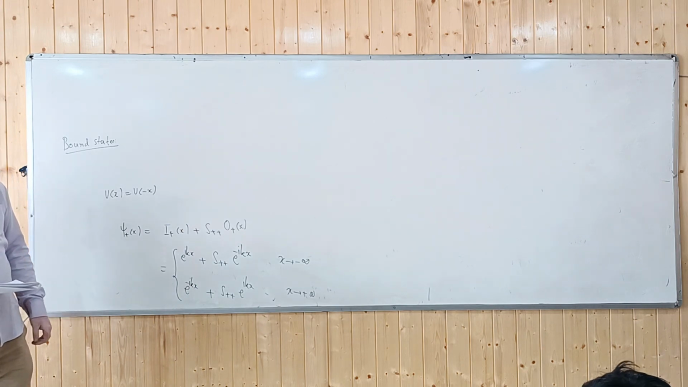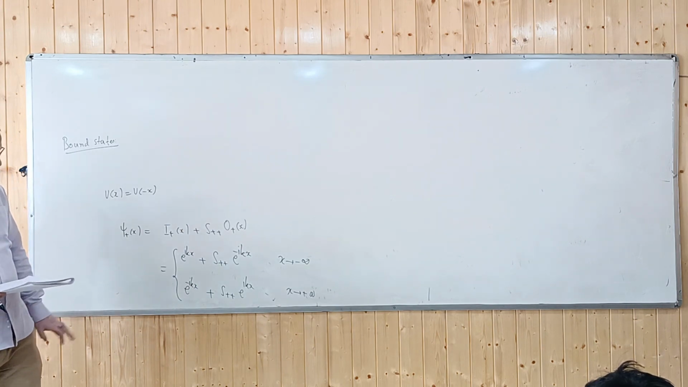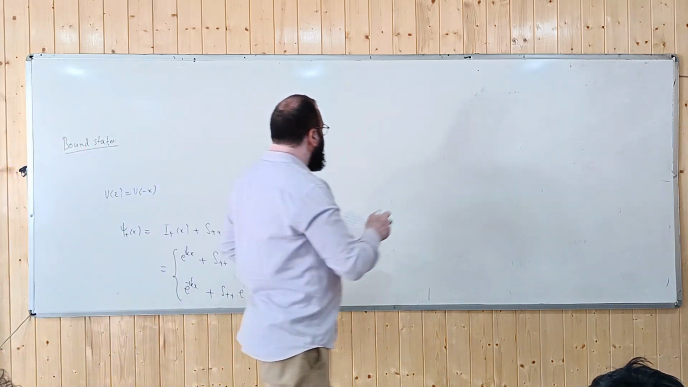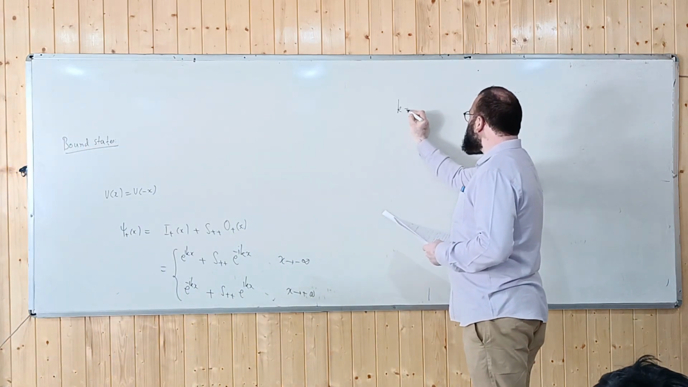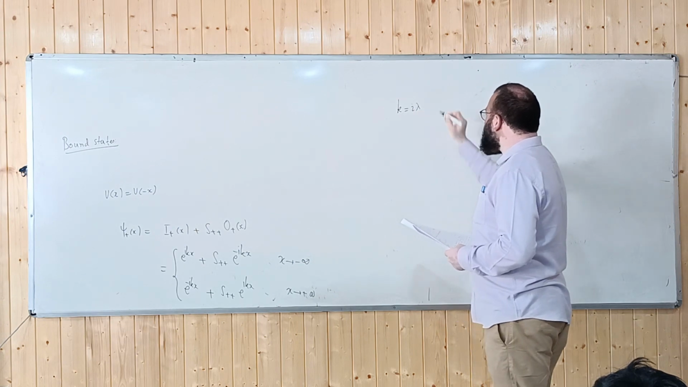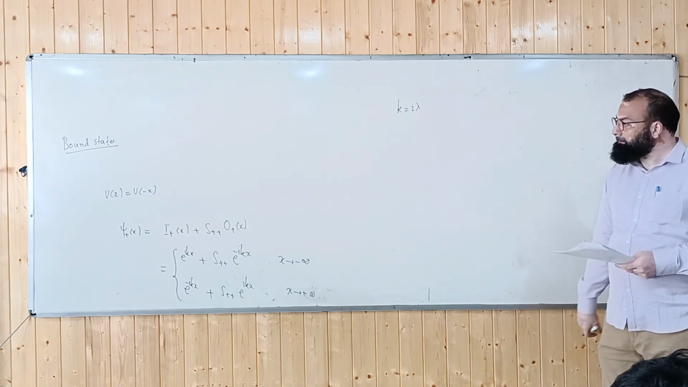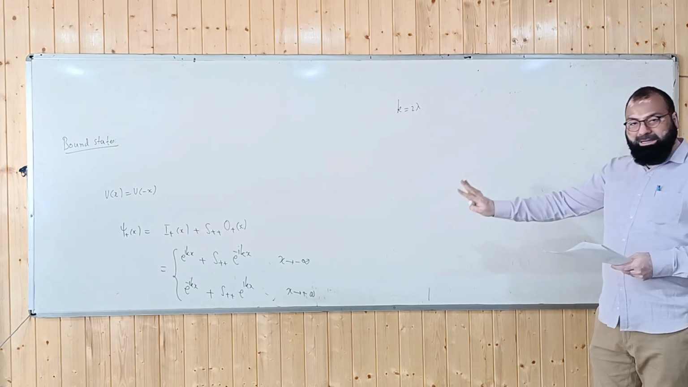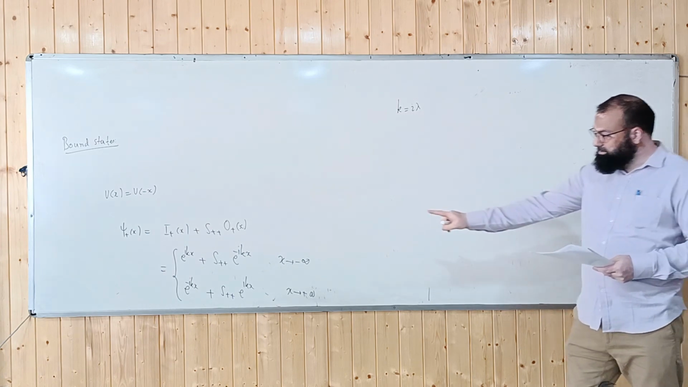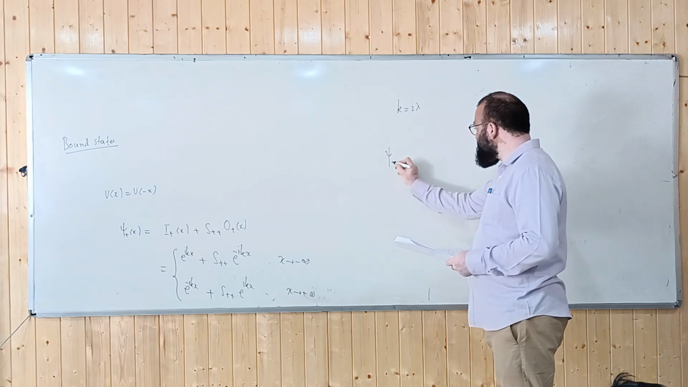Okay, good. So now let's do what I was saying. Let me put k equal to i lambda. That means I am making k purely imaginary. Then we'll interpret everything. So let's put it here. What will I get? This psi plus of x.